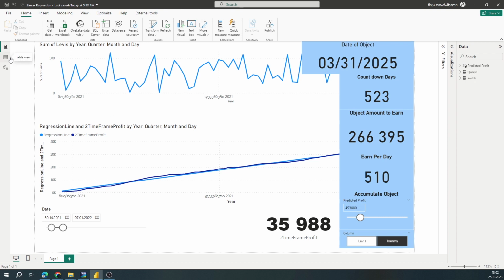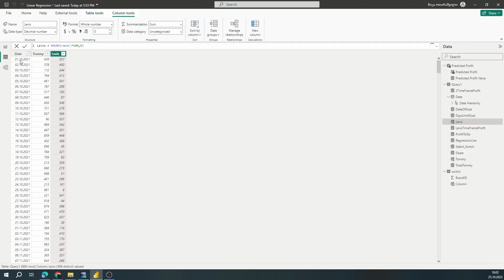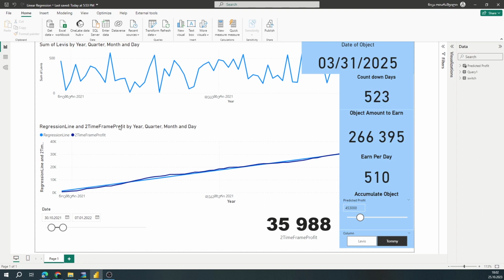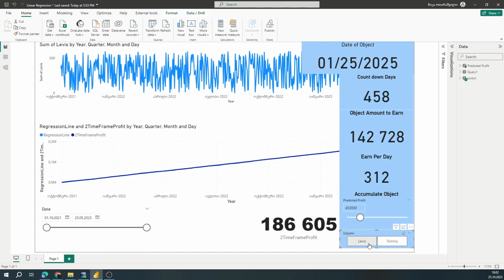Let me explain our data. Let's say we have dates, a sequence of dates, and we have two brands which earn profits. For example, for this day, Tommy earns 439 and Levi's earn 357. It's accumulating. For example, Levi's accumulated profit for this whole period is that.